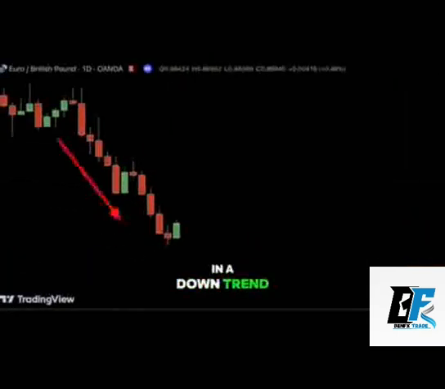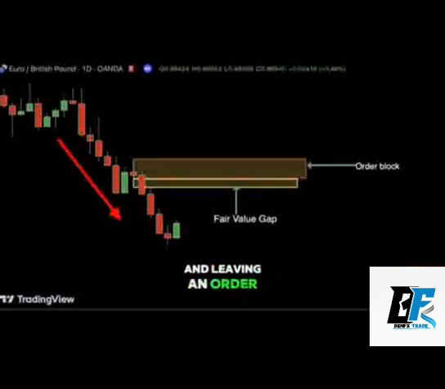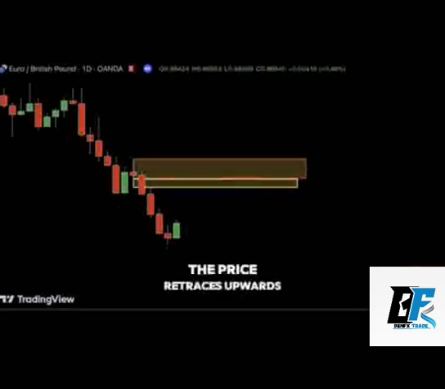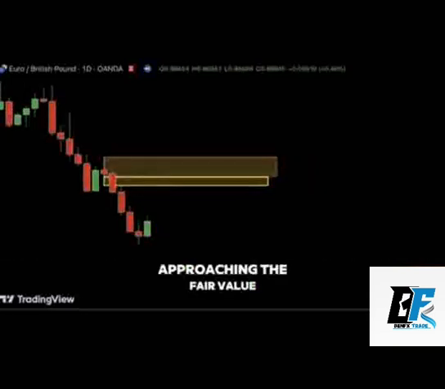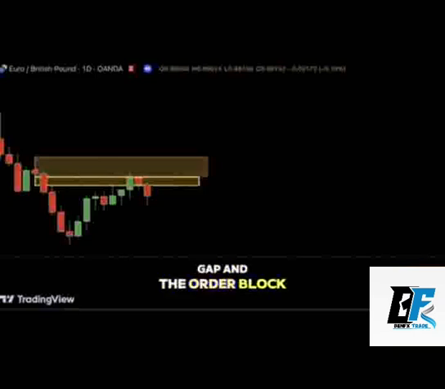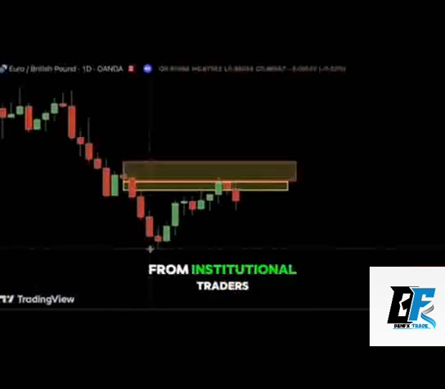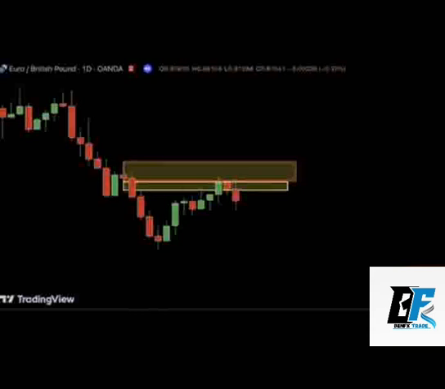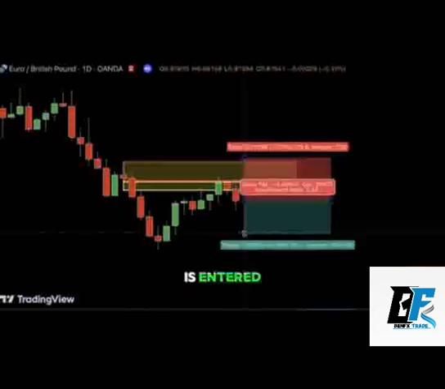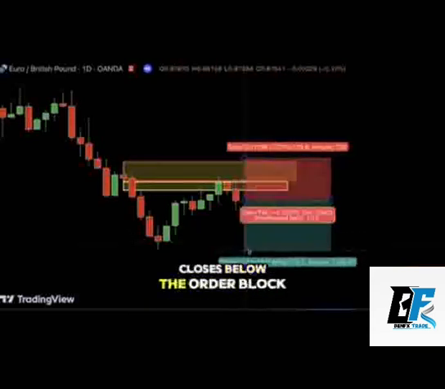In a downtrend, the price drops sharply, forming a bearish fair value gap and leaving an order block in the vicinity. The price retraces upwards, approaching the fair value gap and the order block. Upon reaching this area, the price rejects it, confirming strong selling interest from institutional traders. Here, a short position is entered once the rejection candle closes below the order block.